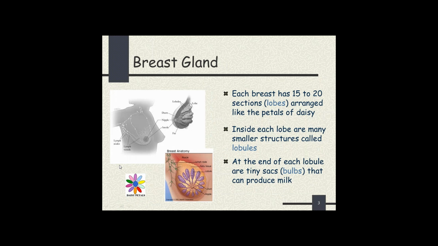Each breast has 15 to 20 sections, which are called lobes, which are arranged like the petals of a daisy. So you can see that the lobes here are each of them containing areas and sacs that make milk and then feed through the ducts into the nipple area, where they combine, and then basically you can see little punctate holes in the nipple where the ducts come out and where milk can be expressed. Lymph nodes are attached through lymph channels in the axilla, suprapubic area, and mediastinum and so forth to the breast.